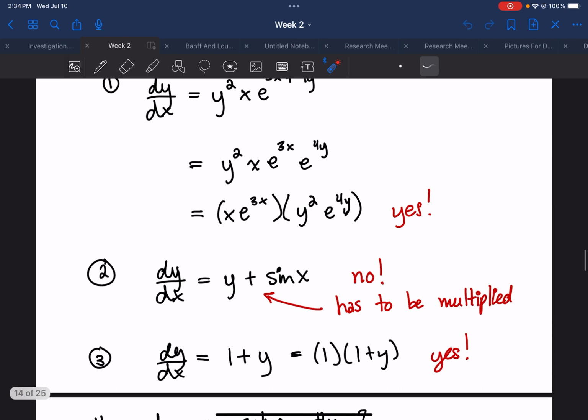Next example, dy/dx equals y plus sine x. There's no way to write this as a product of a function of x times a function of y, right? The addition is no good. It has to be multiplication between the two terms.